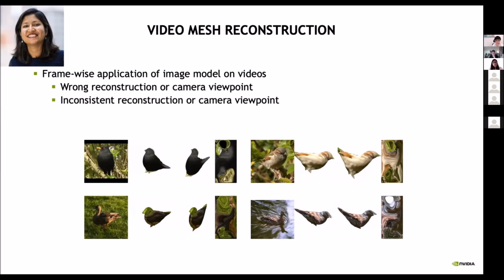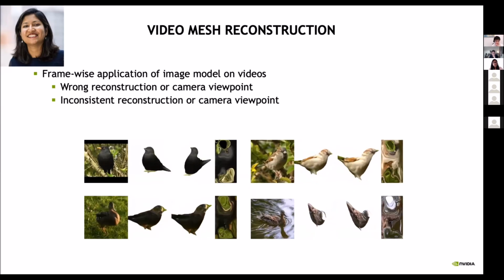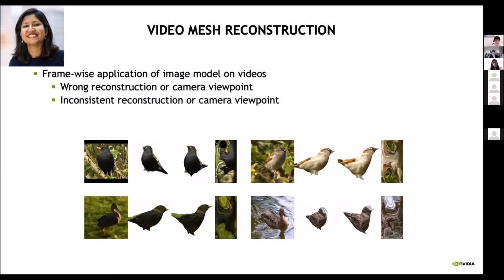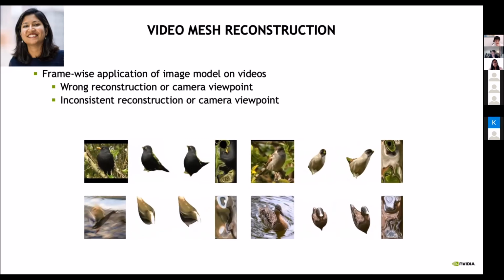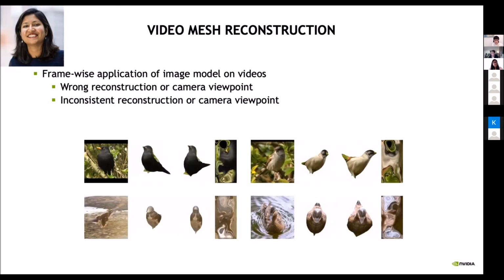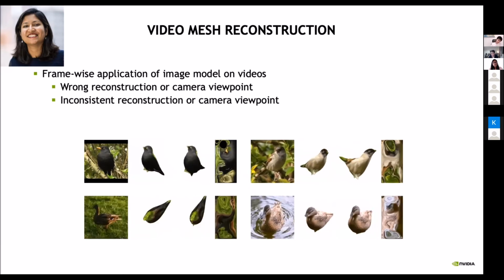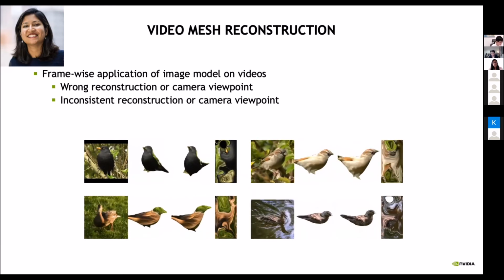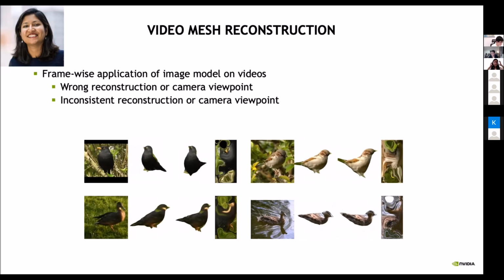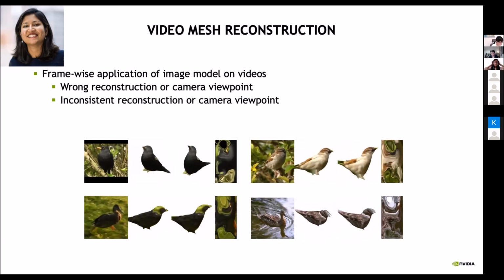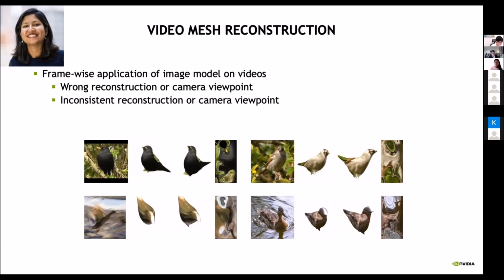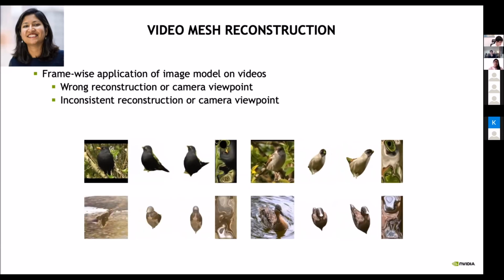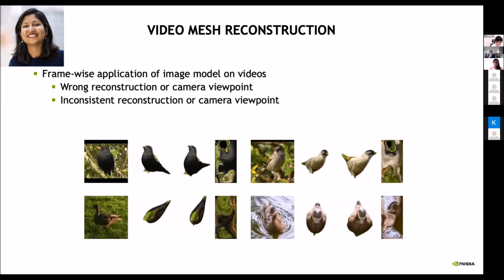Now let's switch gears and talk about how we employ this improved single view reconstruction model on a series of video frames of an instance of an object to obtain temporally consistent mesh reconstructions. As we mentioned before, once we have the image reconstruction model, if we directly apply it to each frame of the video, the reconstruction will be incorrect and inconsistent, as you can see here.